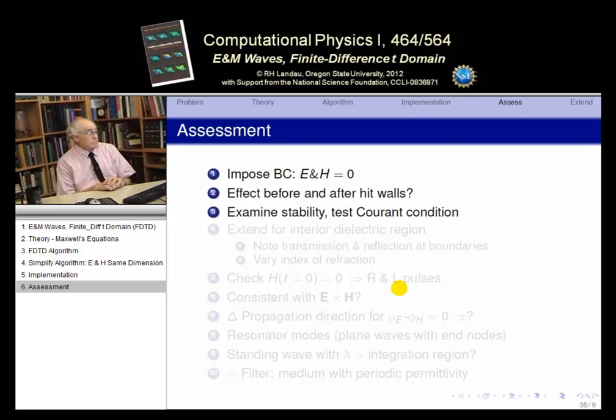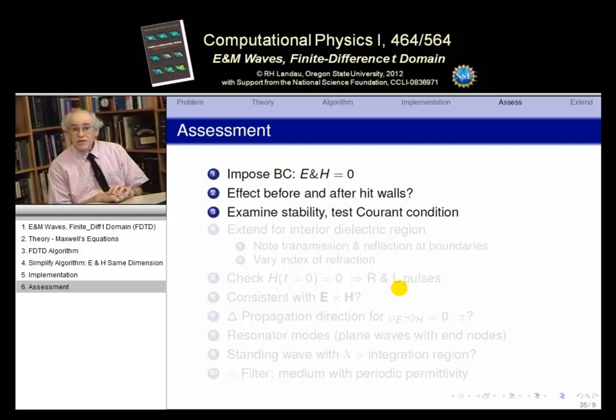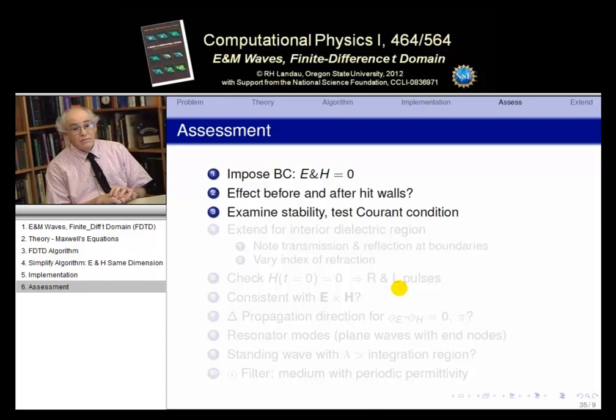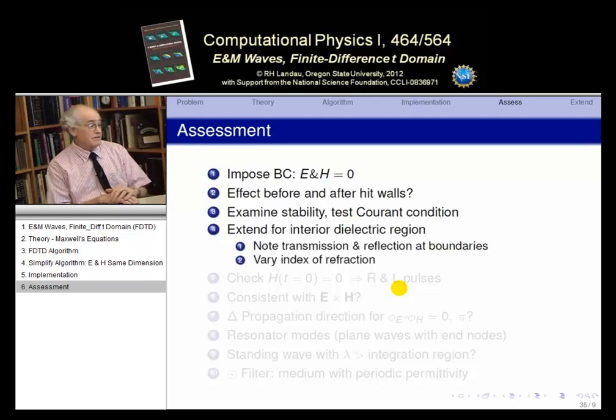Always look at stability. Test the Courant condition. Make delta Z as small as you want. Don't change delta T. Things should blow up. See that, in fact, it works as expected. Then extend what we're doing.